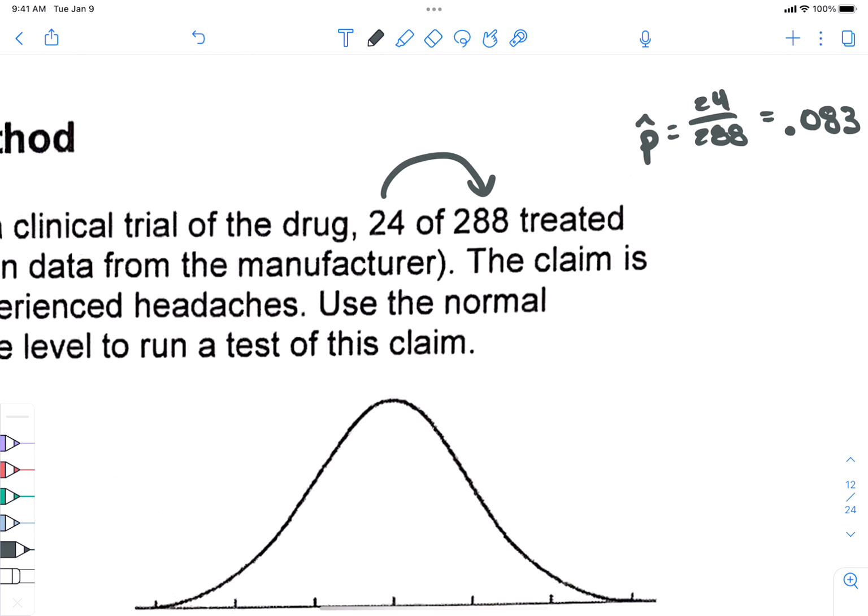0.083. When you do your calculations, you'll leave it as a decimal. Don't convert it. But that really means 8.3%, so 8.3% are experiencing headaches. Keep that in mind. What else do we know from that information? What's n? 288. Always look for the sample data. That will be your p hat.